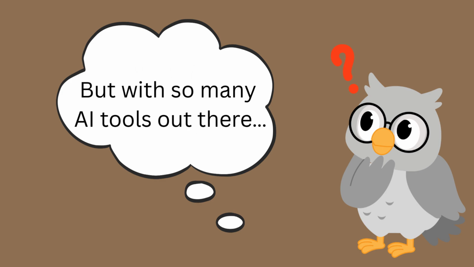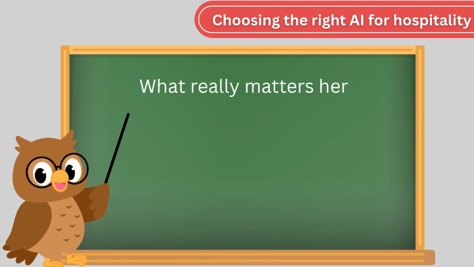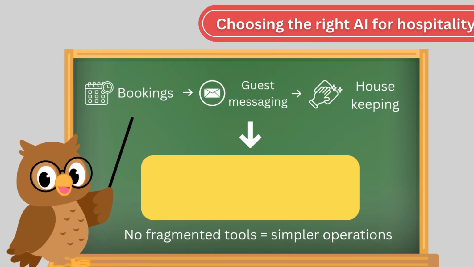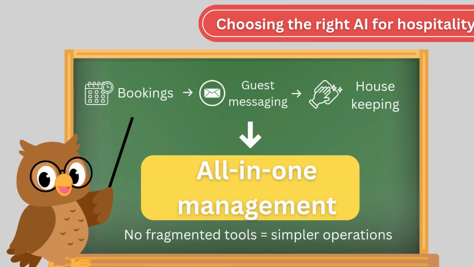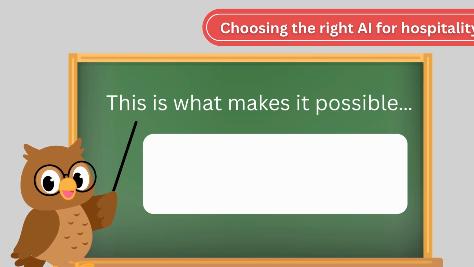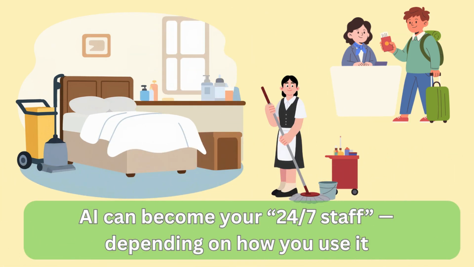But with so many AI tools available, it's hard to know which one to choose. What really matters is integration with your PMS. Bookings, messaging, housekeeping, instead of managing them separately, everything should be centralized. When your tools are not fragmented, operations become much simpler. That's exactly what AirHost makes possible. AI can act like a 24/7 staff member.